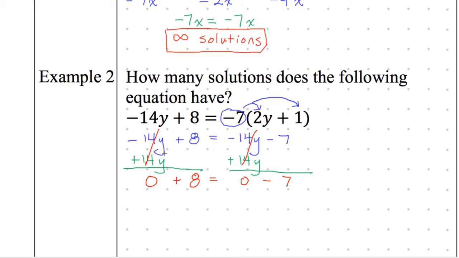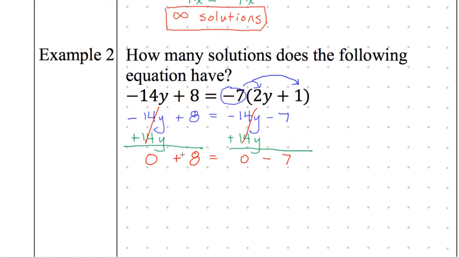Boom. All right, I need to simplify both sides. This is easy XP right here. Simplify both sides. Get rid of that 0. Tell me what to write for my new equation. Someone new?